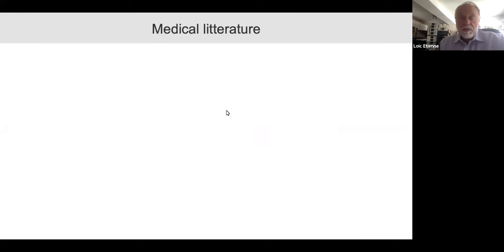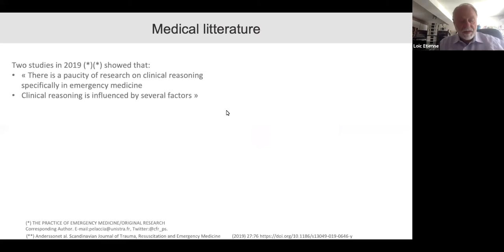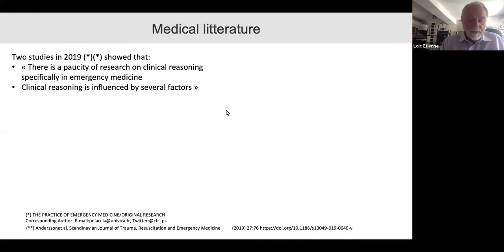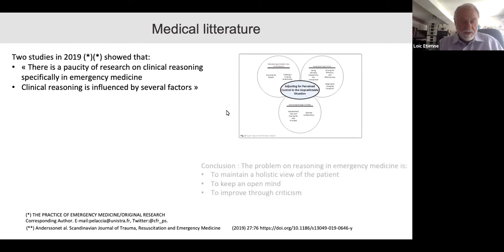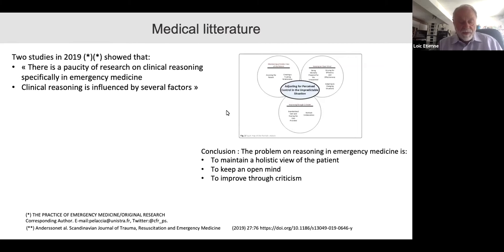In the medical literature, there is not a lot of information, because two studies in 2019 showed that there is a paucity of research on clinical reasoning, specifically on emergency medicine. And clinical reasoning is influenced by several factors. In fact, the problem of reasoning in emergency medicine is to maintain a holistic view of the patient, to keep an open mind, and to improve through criticism.